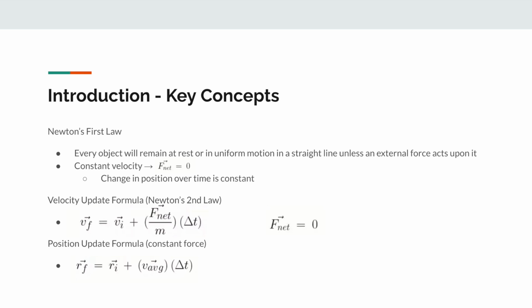According to Newton's first law, an object remains at rest or moves with constant velocity unless acted upon by an external force. Constant velocity means that an object's change in position over time remains the same. We also use Newton's second law, which allows us to update an object's velocity using the velocity update formula.